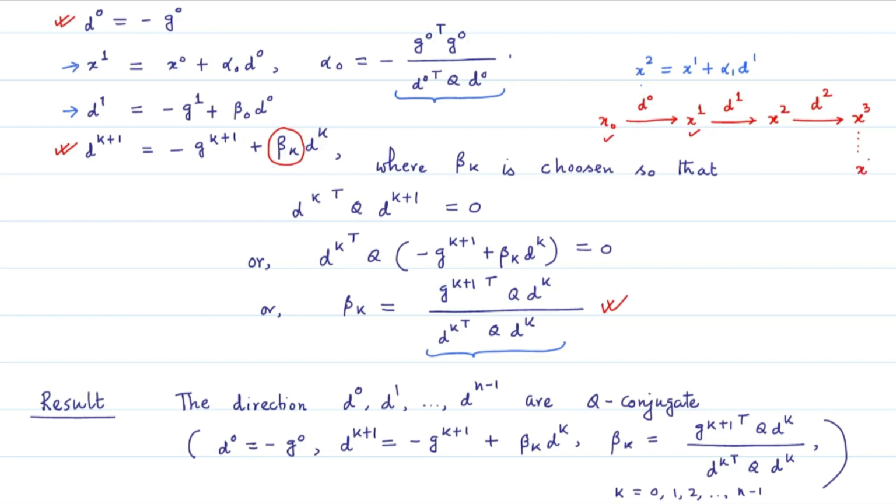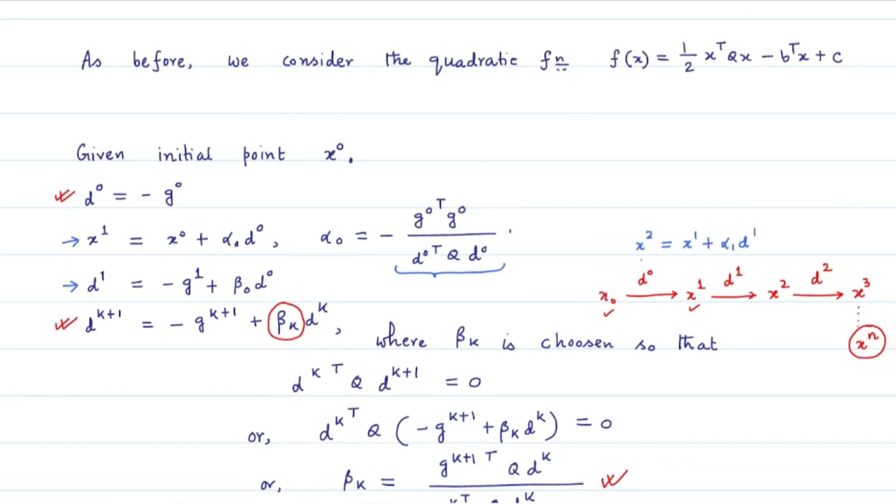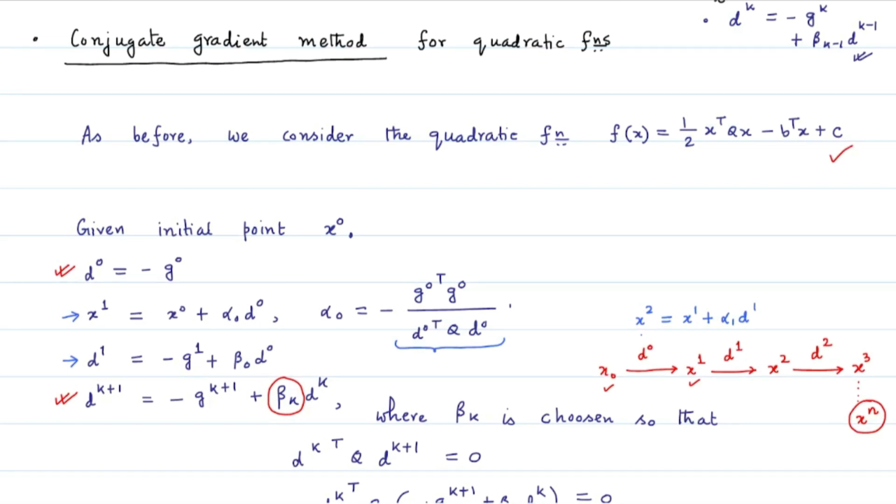Now here we notice that as these directions dn, dn minus 1, dn minus 2, d2 till d1 and d naught are all Q-conjugate, certainly you will get this xn, a minimizer of the quadratic function f that you have started with. So the conjugate gradient algorithm does not use pre-specified conjugate directions, but instead computes the directions as the algorithm progresses.